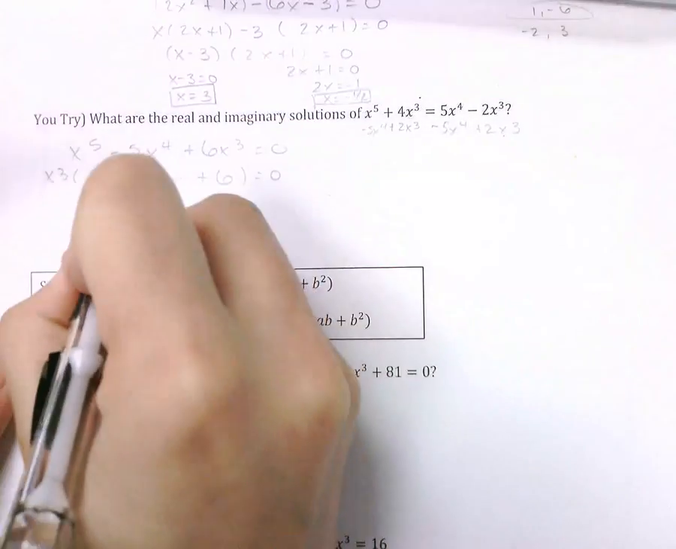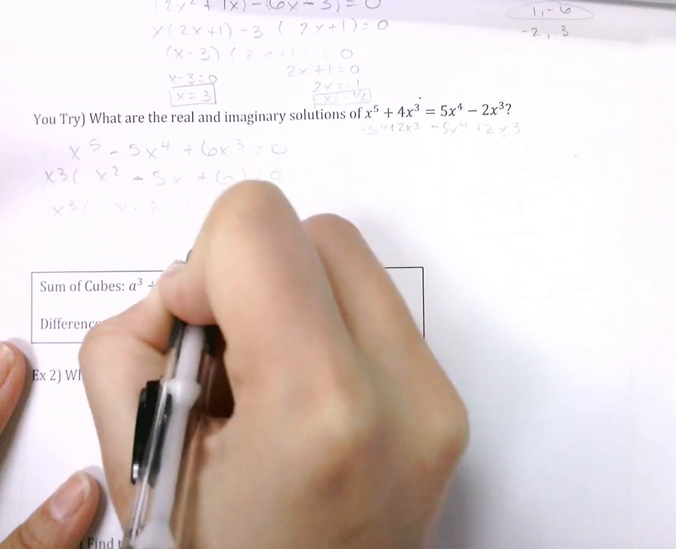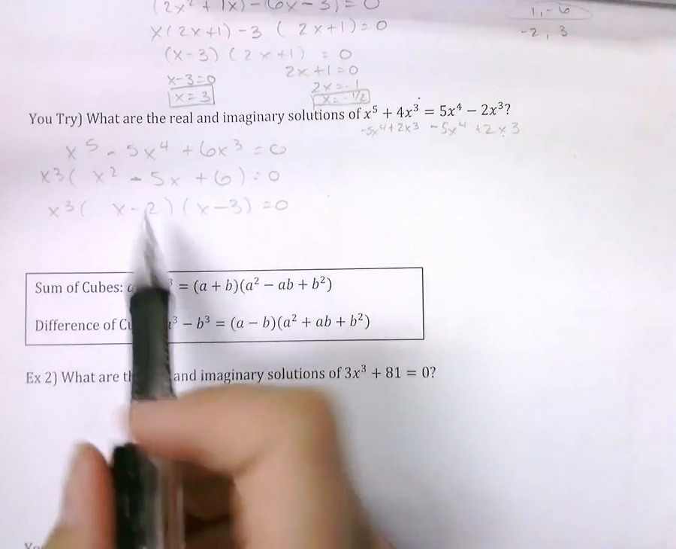I don't know how you got that many zeros. X cubed equals 0. So that's 3 zeros automatically. Wait, that's 3 zeros? Yeah.